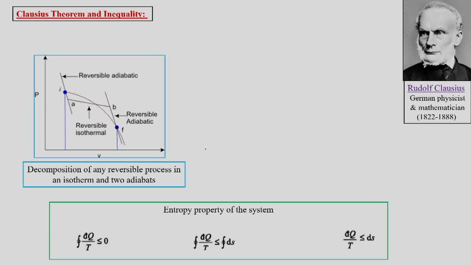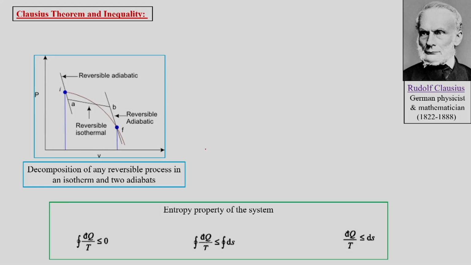One more important fact from the Clausius theorem and inequality is that any process which is reversible, we can decompose into an isothermal process and two adiabatic processes. Here I to F is a process as per this figure.